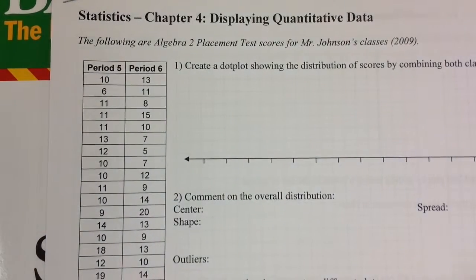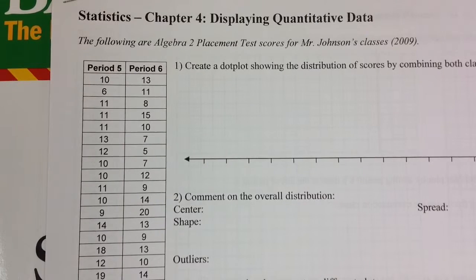So here we're going to learn how to make a dot plot. They're very easy to make. They are a form of displaying quantitative data. They're basically like a histogram. You're using dots instead of bars, but effectively it's the same.